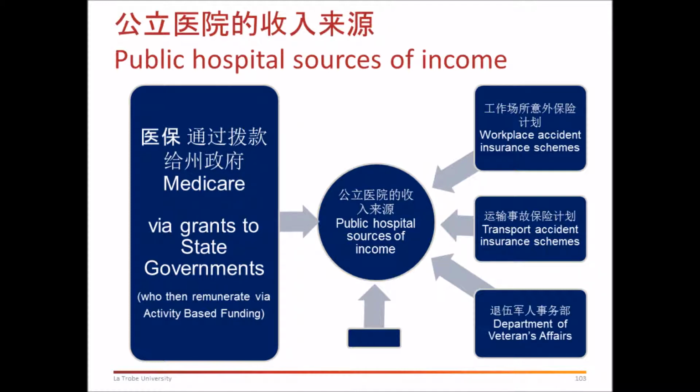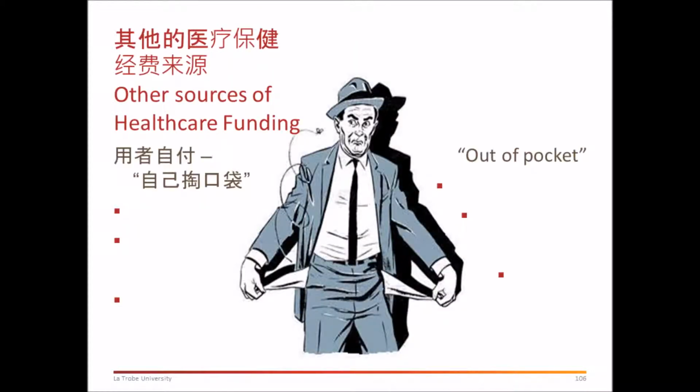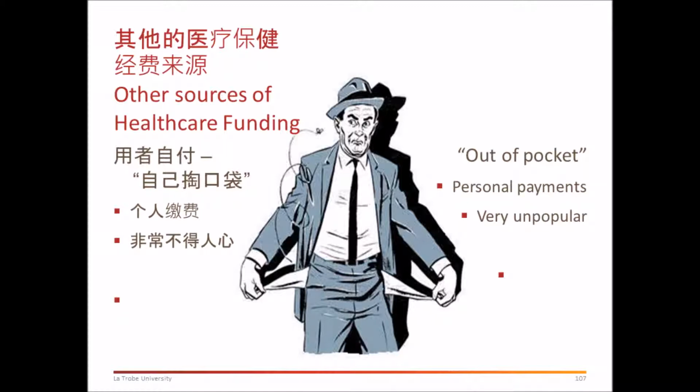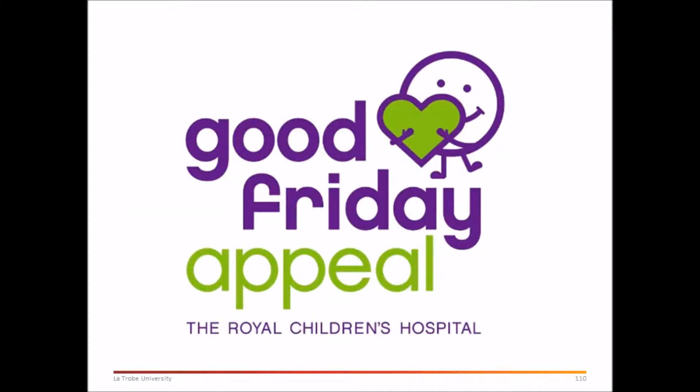And if you're a veteran, you can be treated in either private or public hospitals, and your care will be paid for by the Department of Veterans Affairs. The other source of healthcare funds is out of pocket, and these are personal payments, and they are exceedingly unpopular with Australians. One other form of funding is through donations, and quite surprisingly, Australians are very generous towards making donations. Public hospitals often have appeals each year, and the most famous one in Victoria would be the Royal Children's Hospital appeal, which happens every Good Friday, and it raises many millions of dollars.